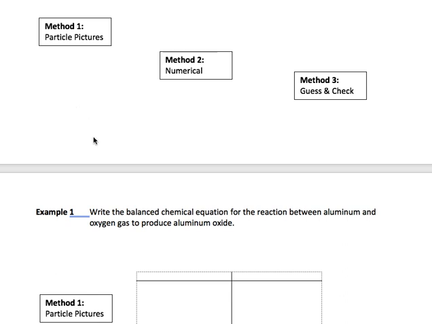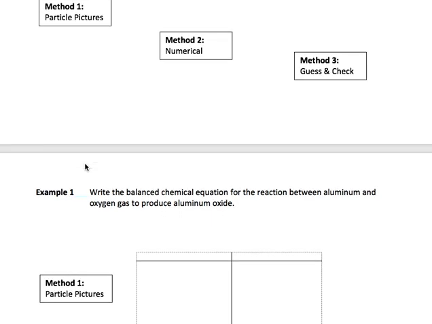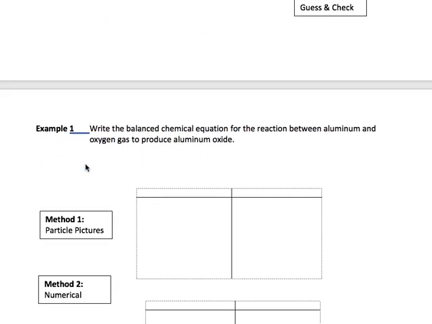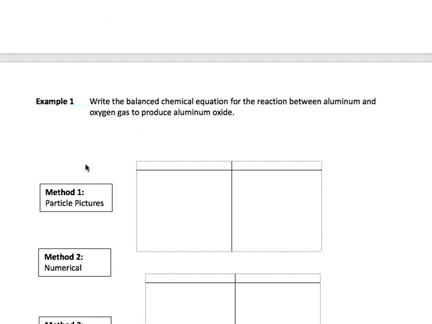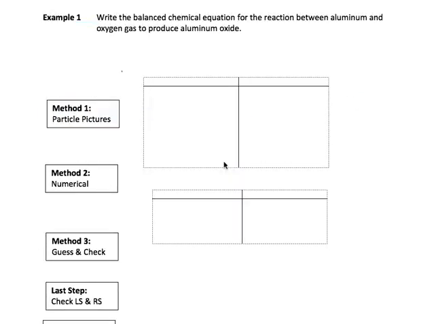So you're going to make little circle diagrams to show what elements you have. So we'll start with example one here. We need to write a balanced chemical equation for the reaction between aluminum and oxygen, which produces aluminum oxide. Start with writing the word equation.